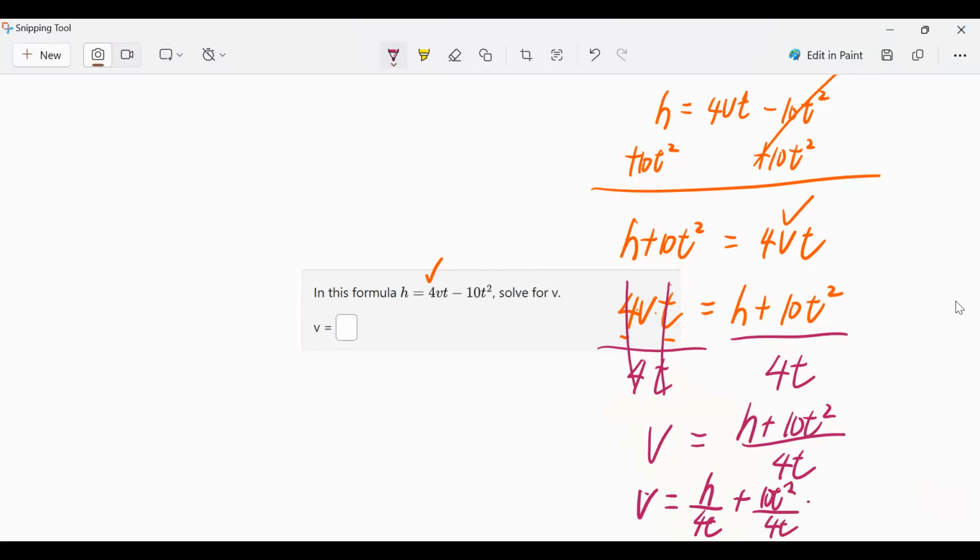And then h over 4t, and when you simplify that, both 10 and 4 will be reduced by 2. You get 5t over 2. We cancel the t, right? But you don't have to do that. So I did that right. All right. Thank you so much.